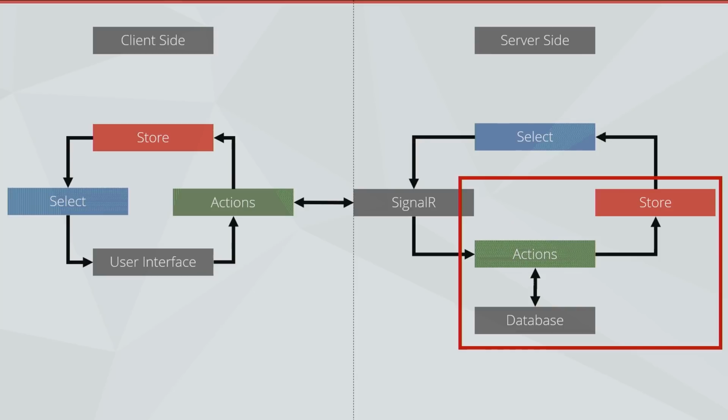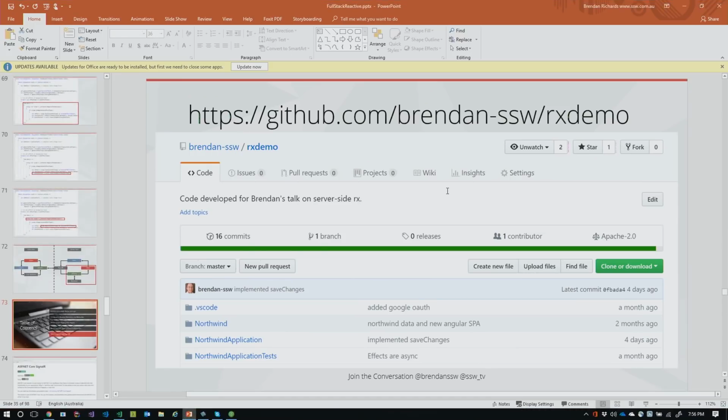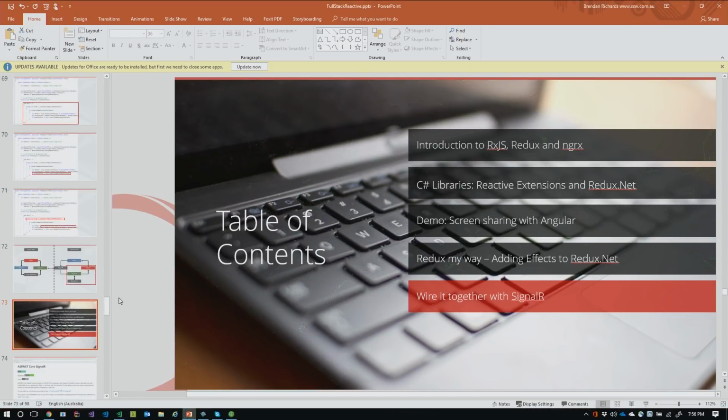So SignalR is going to be this piece of technology here. And SignalR is vital to this story because it lets us not only have this Redux loop, but actually lets us send messages in both directions between the client and the server. So let's take a look at how we write SignalR code.